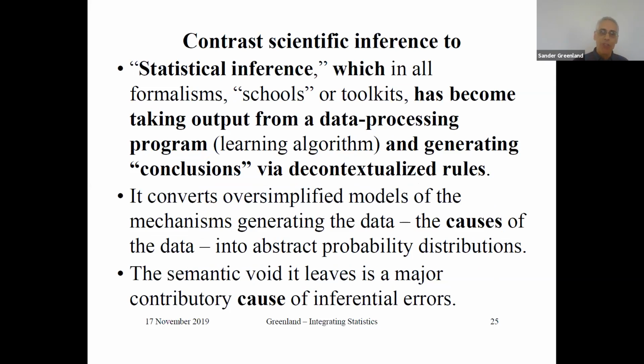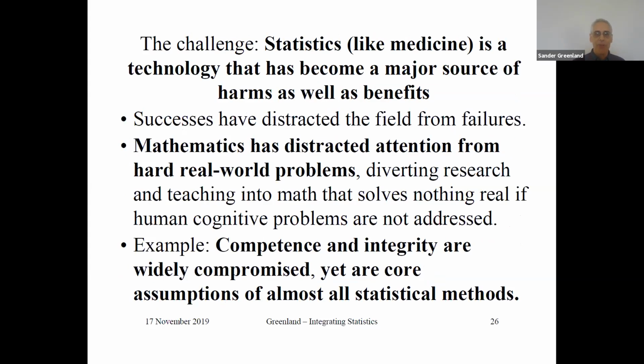Contrast scientific inference to statistical inference, which in all formalisms, whether they're Bayes or frequentist, that I see in advanced textbooks, has become taking output from a data processing program and a learning algorithm and generating conclusions via decontextualized rules and formulas, with no meaning attached to them from a real context, as in the example I gave before. It converts oversimplified models of the mechanisms generating the data, the causes of the data, into abstract probability distributions instead. And it leaves a void in meaning that is a major contributory cause of inferential errors.